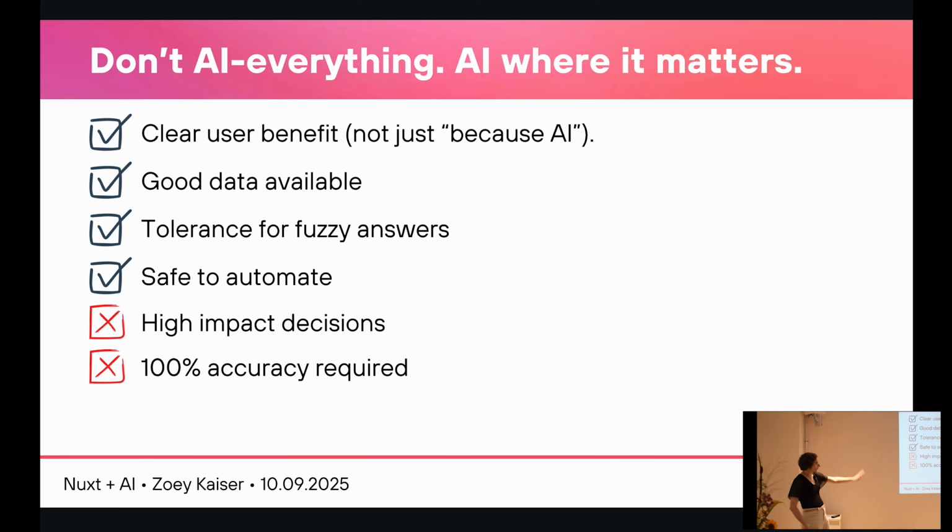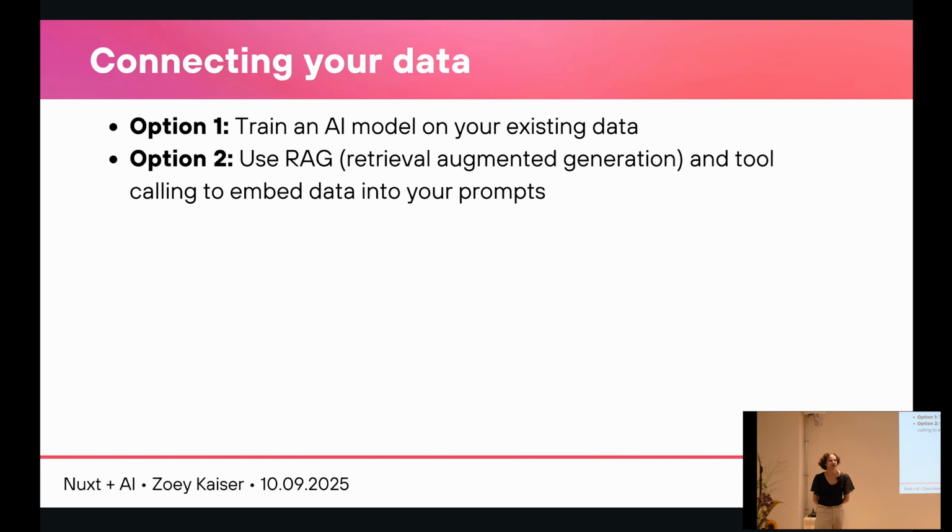And then the 2 points where I say that AI is not good for is if you have a high impact decision that needs to be made, or if there's any kind of high accuracy, especially that 100% accuracy that is required. In those cases, AI should probably not be your go-to solution for this. So now that we got the disclaimers done, let's look into how we can connect our data.